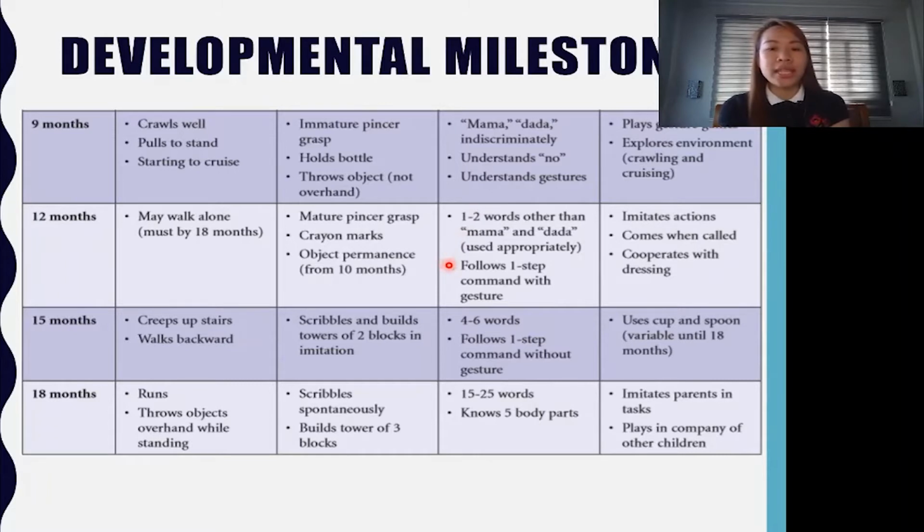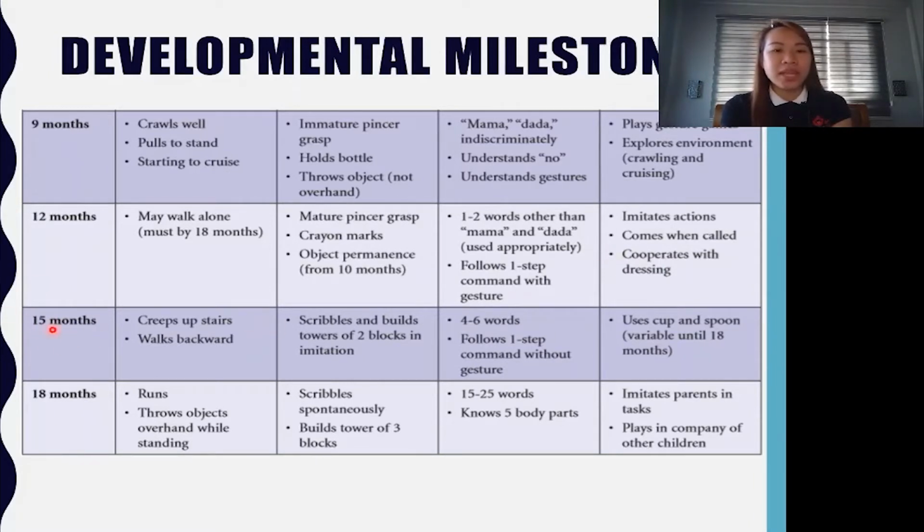They follow one-step command with gestures such as, kain ka na, you eat. So, they already know what to do. They imitate action, and when you call them, they already come running to you. Also, at 12 months or at 1 year old, they already cooperate with dressing. Unlike before that, ang gulo-gulo nila, para kang nakikipag-away pag dadamitan mo sila. But at this point, they already cooperate with dressing.